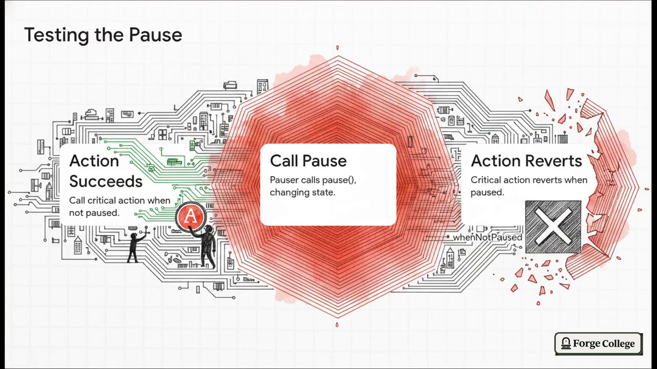Okay, here is exactly how the test flows. First, someone calls a critical action, and it succeeds. Second, our authorized pauser slams the pause function. Finally, an attacker tries to call the critical action again, and bam, reverted. Shut down entirely. Our modifier intercepts the transaction and just kills it on the spot.